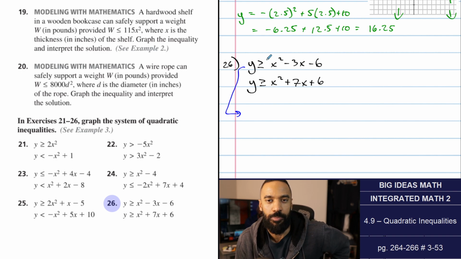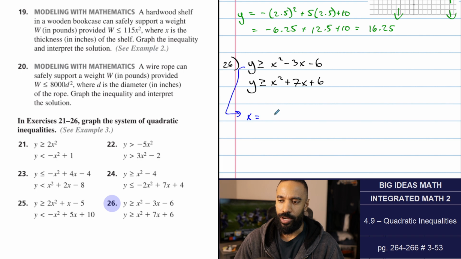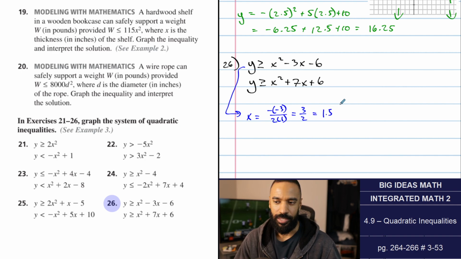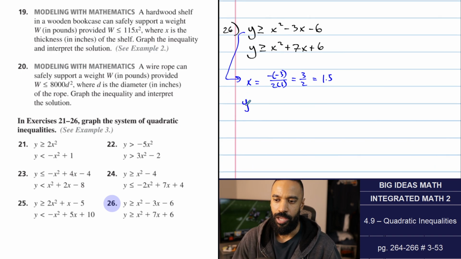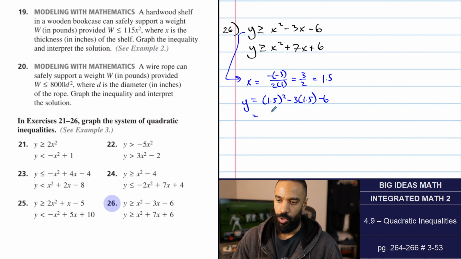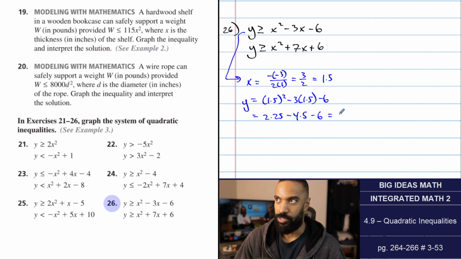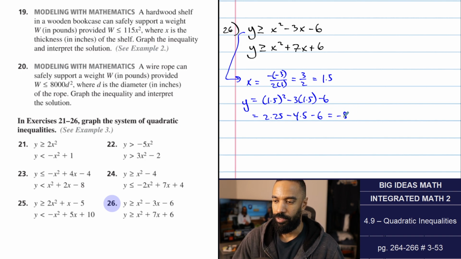So if you didn't get to spend time with me on the last one and you are on this one, let's go. The axis of symmetry, not factorable, so we're going to do negative b over 2a, which is 3 over 2, or 1.5. I generally don't write the decimals here. I'm just doing it here just because. The y value, excuse me, we're going to get 2.25 minus 4.5, which is negative 2.25, minus 6, which is negative 8.25.